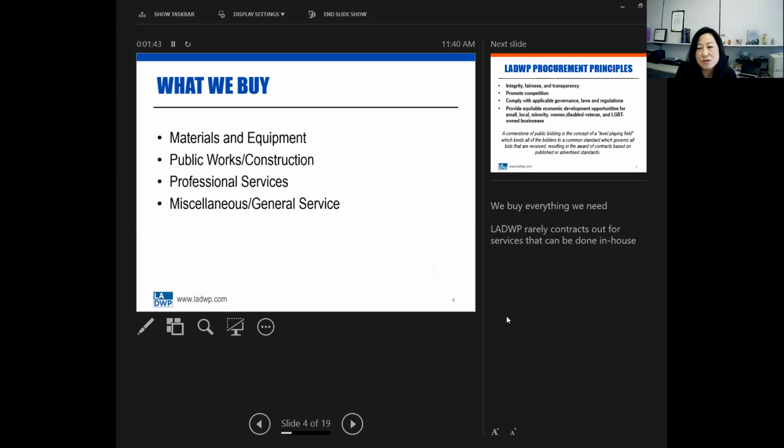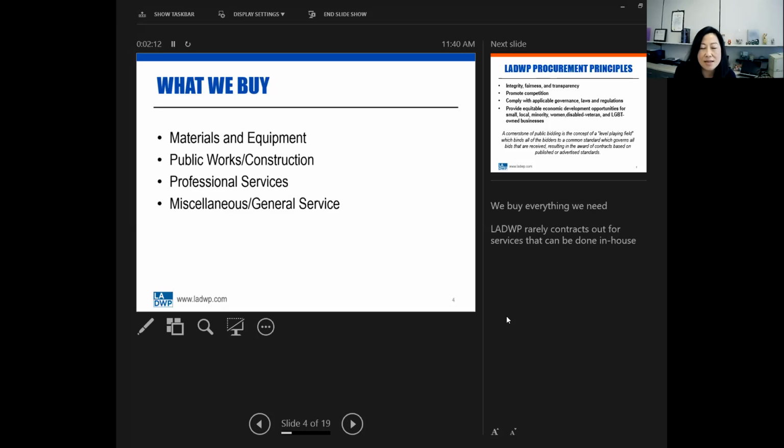So there's materials and equipment, a lot of construction, and professional services, and that would be consulting services, environmental, any kind of specialized services like that, and then general services, repairs or whatnot. Now, one thing we do not contract out for things that we can do with our own labor force. And I do want to mention that we have a big unionized labor force.